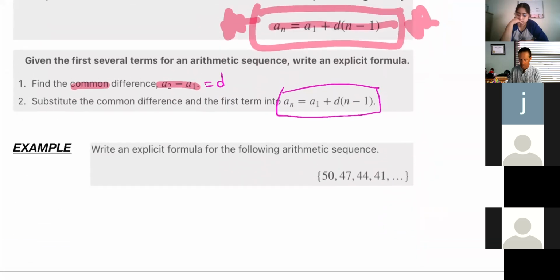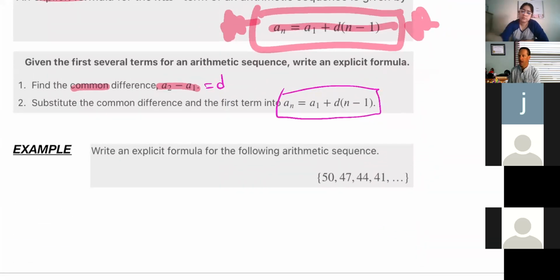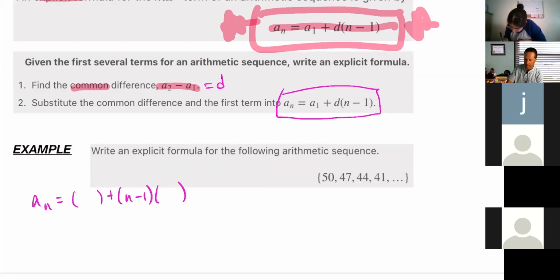All right, let's do an example. What if I gave you that? Can you write the explicit formula? Well, if you want to use the formula that I highlighted several times, go for it. Otherwise, I'm cool with you guys just writing it down using your mind instead. As long as you know the pattern, which would be what? -3. Subtract 3. They're subtracting 3.